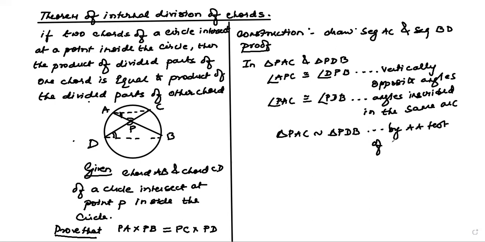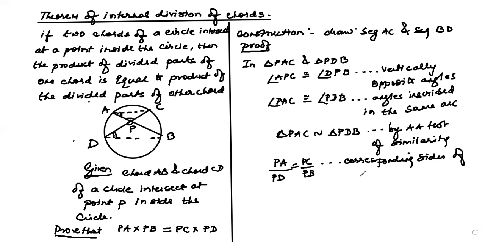Since both these triangles are similar, I can say corresponding sides are in proportion. PA upon PD equals PC upon PB. I think this is what I want. If I cross multiply, I'll get the answer. Reason: corresponding sides of similar triangles. Therefore, PA into PB equals PC into PD. You got your answer, children. So this theorem of internal division of chords gets over. We move to the next theorem, children.